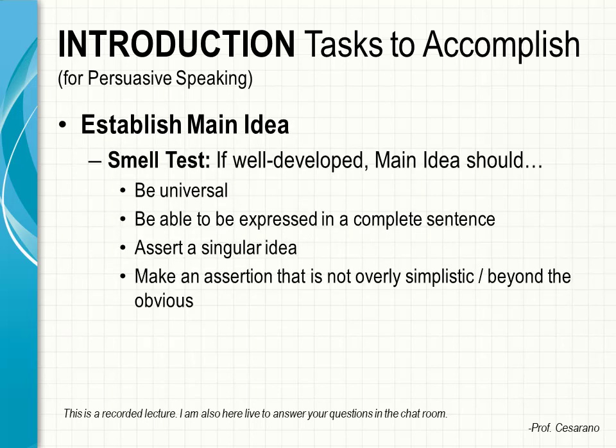In establishing the main idea, remember you are establishing what the thesis statement or the universal point is that you mean to convey to your audience. You will know you have an acceptable main idea if it passes that main idea smell test, which is the 4 criteria that a main idea must meet in order for it to be considered well developed. If your main idea is well developed, it must be universal, not autobiographical. It must be able to be expressed in a complete grammatical sentence. It must assert a singular idea, and it must make an assertion that is beyond the obvious and not overly simplistic.